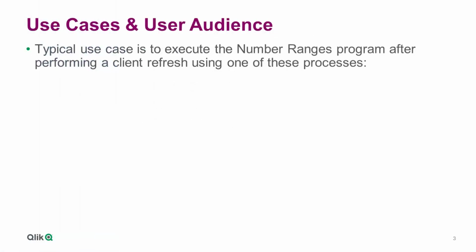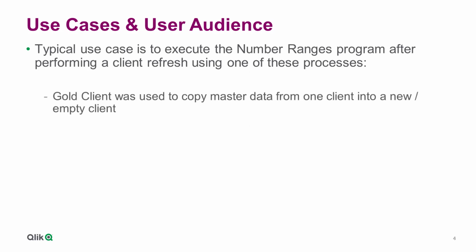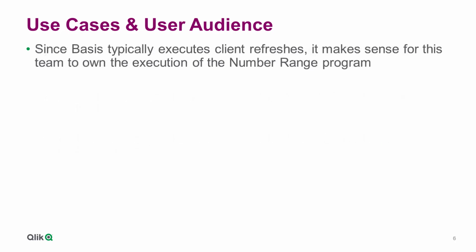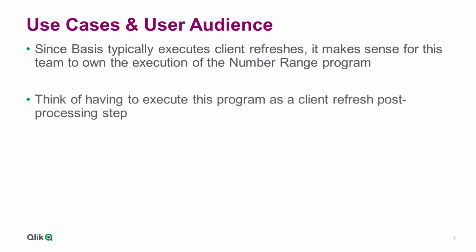The typical use case is to execute the number ranges program after having performed a client refresh by following one of these two processes. Gold Client was used to copy master data from the source into an empty client. A database copy was performed so that all data in the source was replicated to the target. Because the organization's basis team typically executes client refreshes, it makes the most sense for this team to own the execution of this program. It may be best to think of having to execute this program as a client refresh post-processing step. Let's now spend time focusing on a few notable topics related to this program.